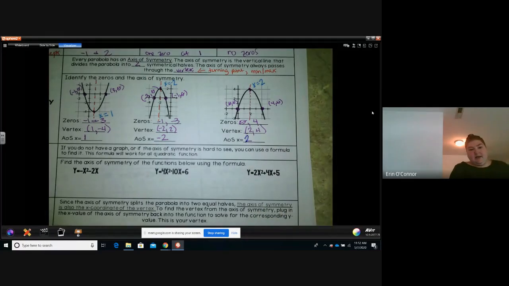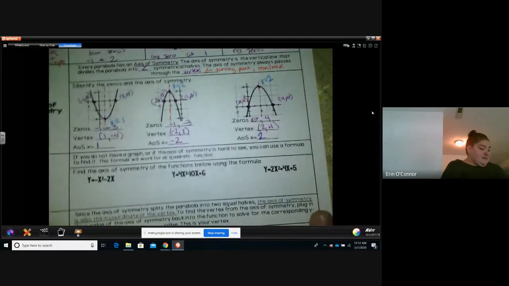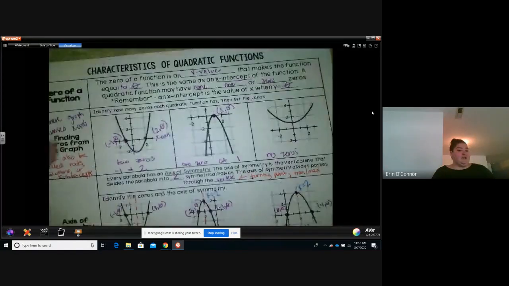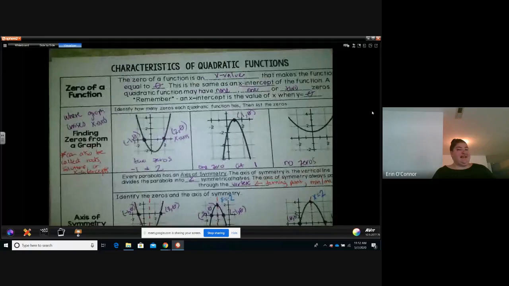Okay. Now, if you do not have a graph, or if the axis of symmetry is hard to see, you can use a formula to find it. And you can also use many different ways to find the zeros. We're going to talk about that. That's going to take us a couple of days. We'll talk about that next week.